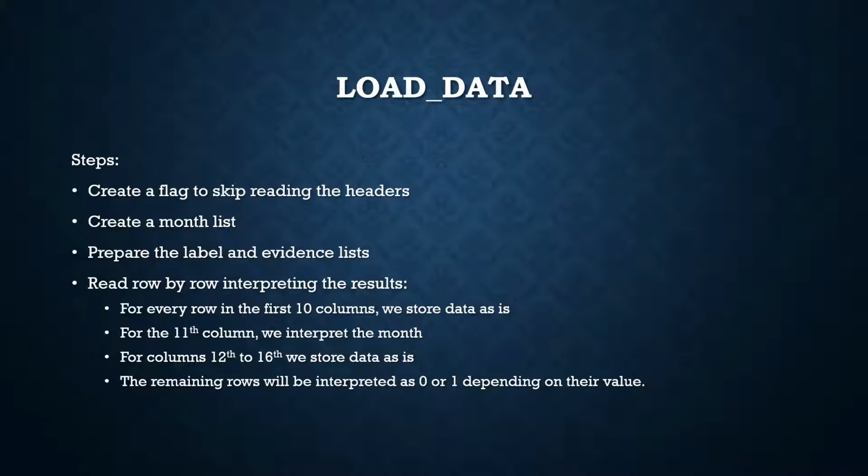So for every row in the first 10 columns, we just store the data as is. For the 11th column, we interpret the month and store the month number. For columns 12 to 16, we store data as is, and the remaining rows will be interpreted as 0 or 1 depending on their value. False is 0, true is 1, and returning visitor is 0, new visitor is 1.